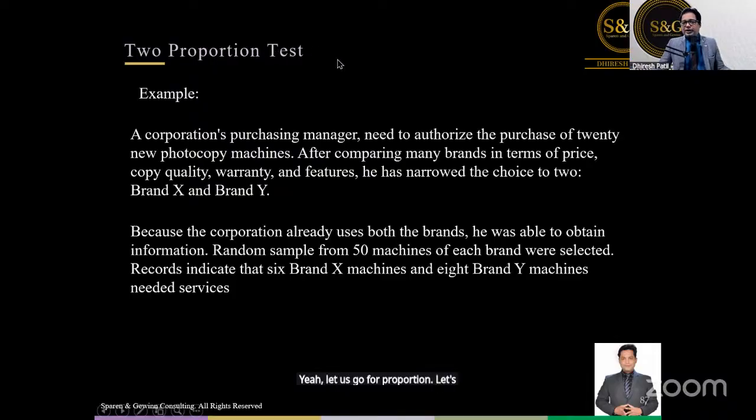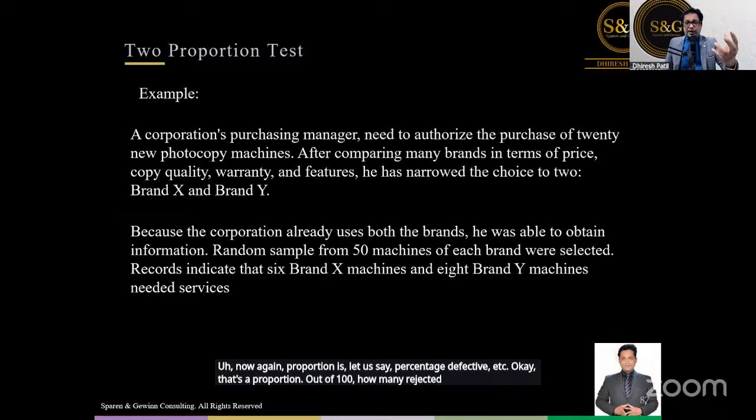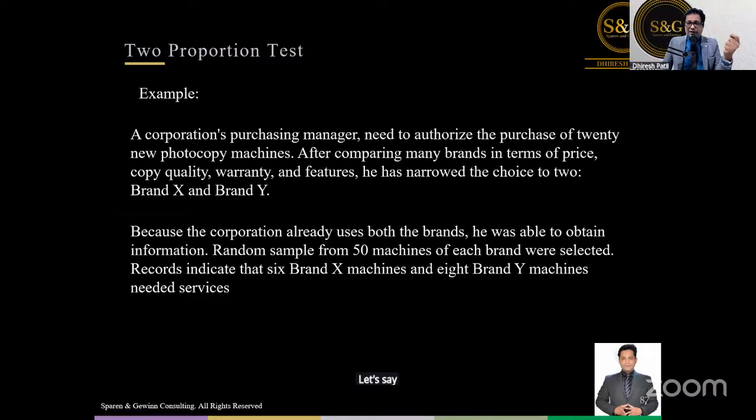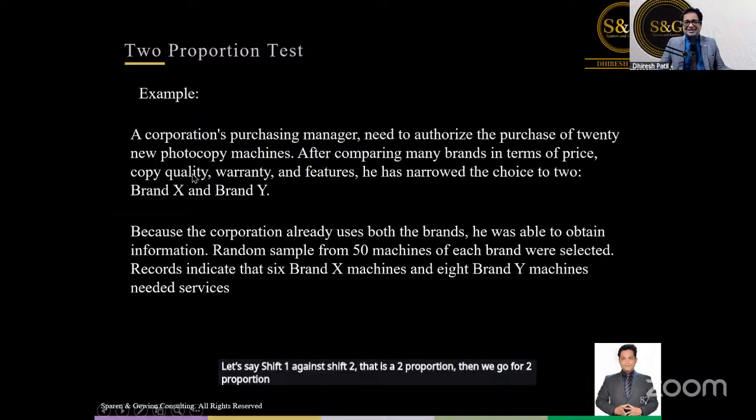Let's say the 2 proportion test. Proportion is, let's say, percentage defective, etc. Out of 100, how many were rejected? That's a proportion. If I want to compare two, let's say shift 1 against shift 2, that is a 2 proportion, then we go for the 2 proportion test. So let's see one example.